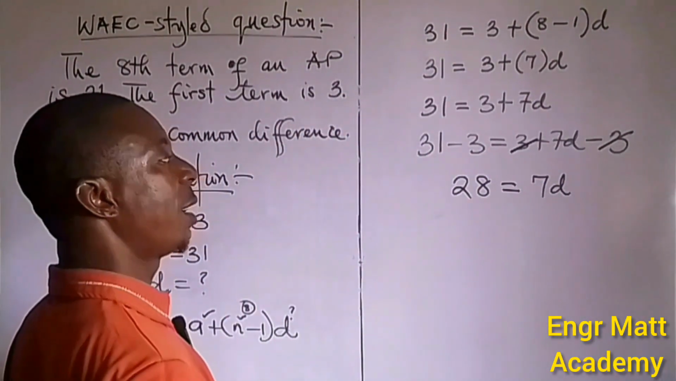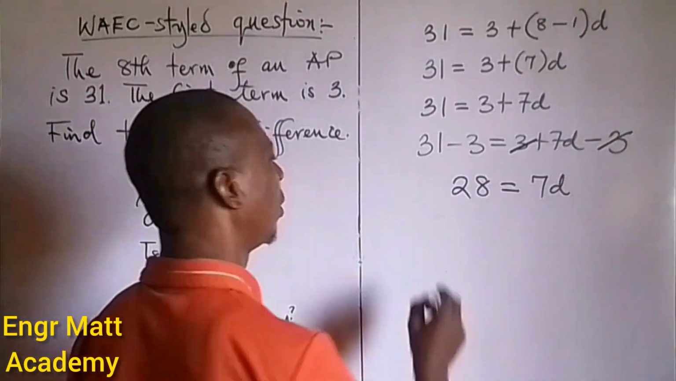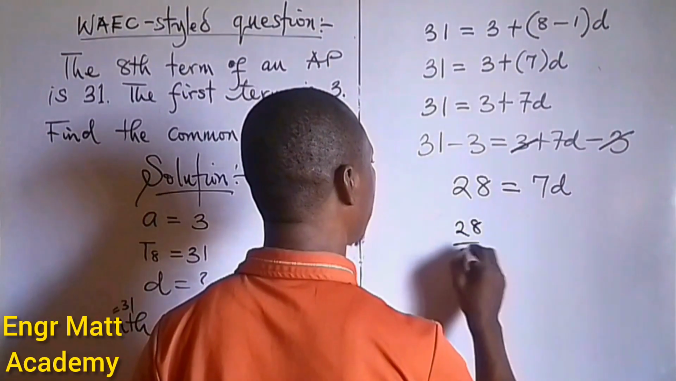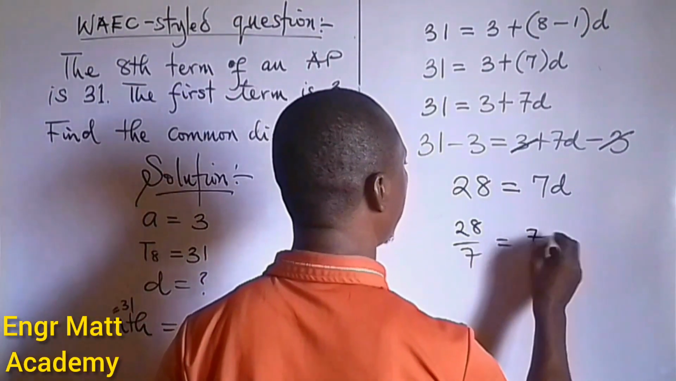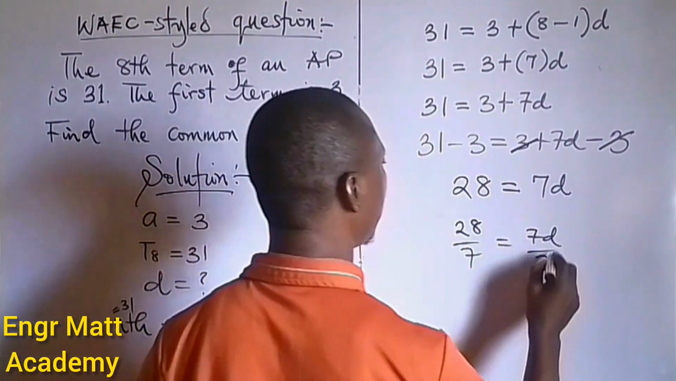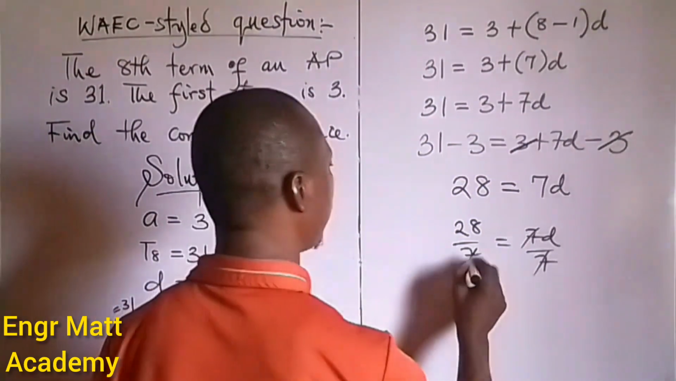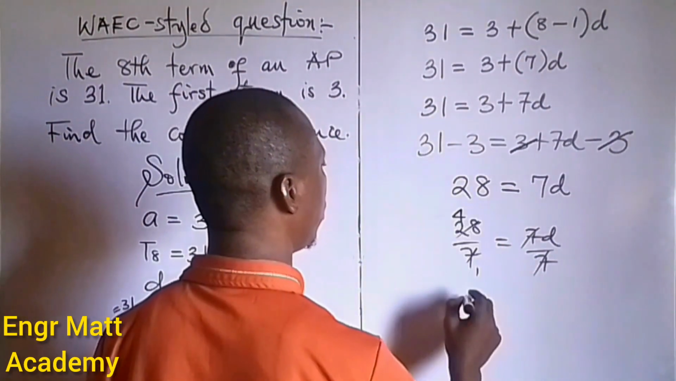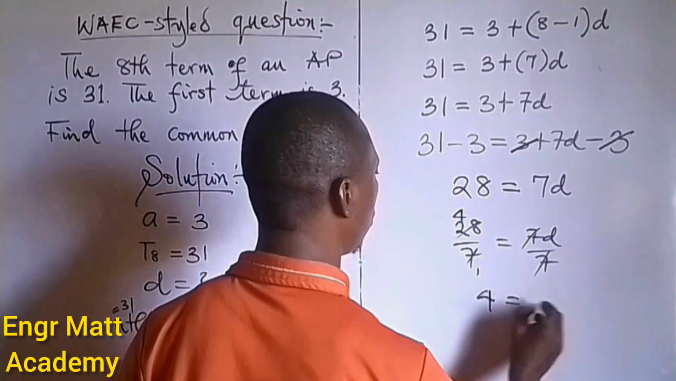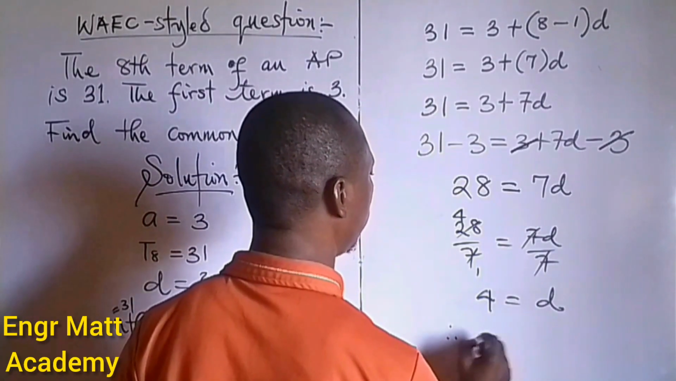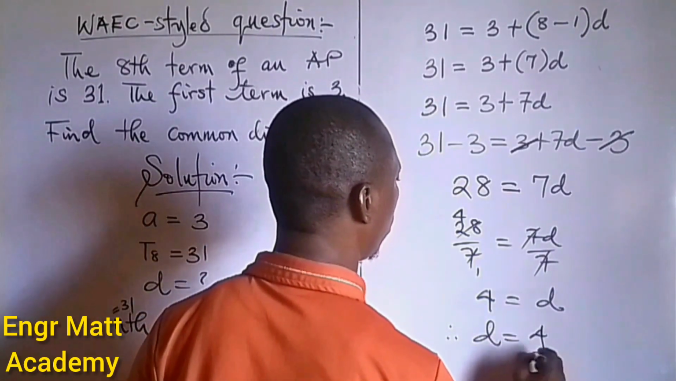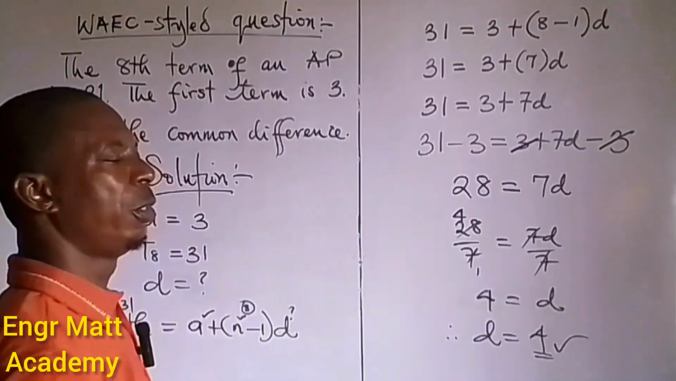Next, we divide both sides by 7. 28 over 7 equals 7d divided by 7. The 7 here cancels out. 28 divided by 7 is 4. So we have 4 equals d, or d equals 4. And that is our common difference.